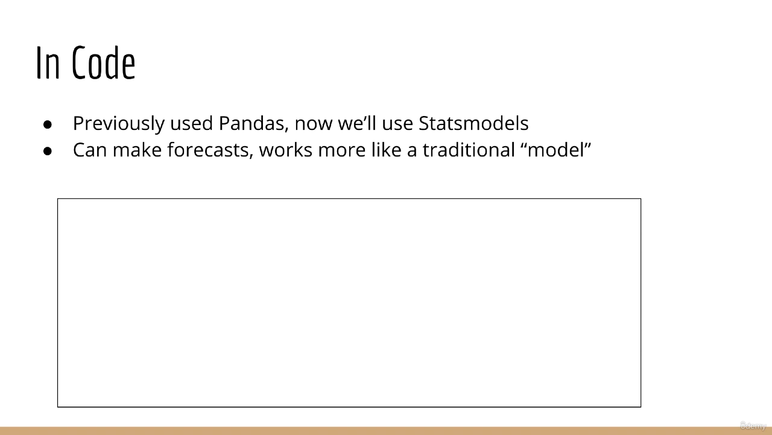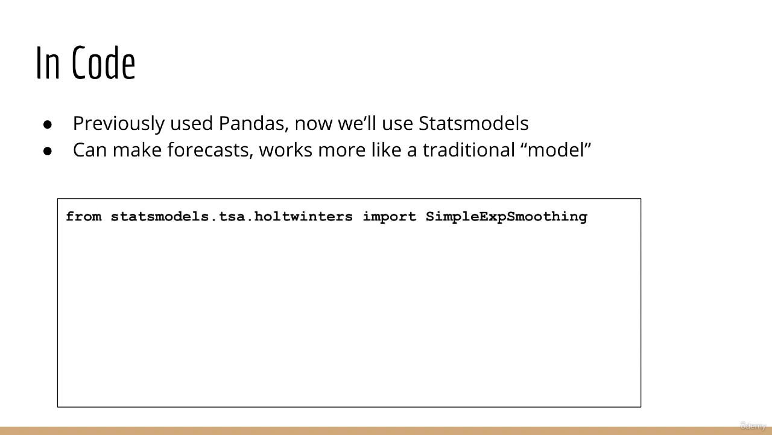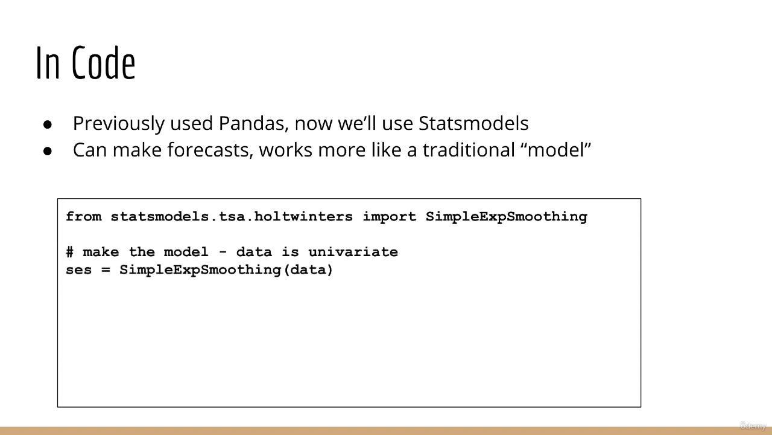So how does it work? Since this is the first model from statsmodels we'll be looking at in this course, how it works might be surprising if you come from a scikit-learn background. Basically, remember that this is a different library, so it has a different API. First, we start by importing the class SimpleExpSmoothing from the holtwinters module inside statsmodels. Next, we create a model by instantiating an object of type SimpleExpSmoothing.